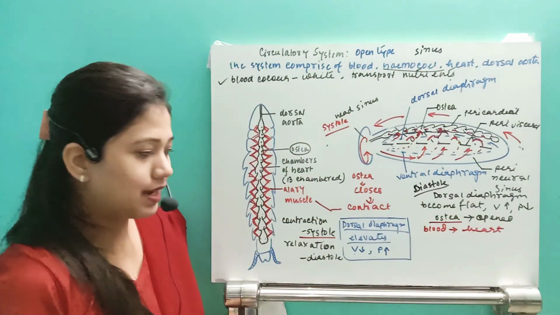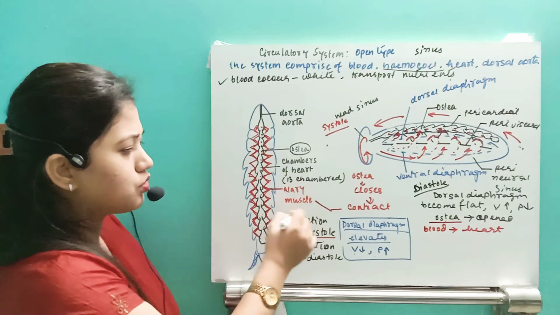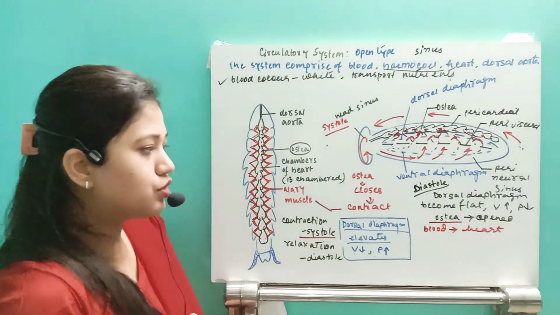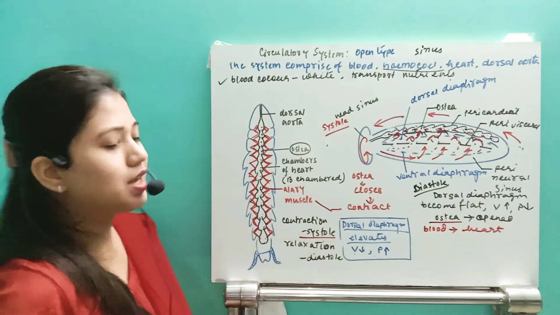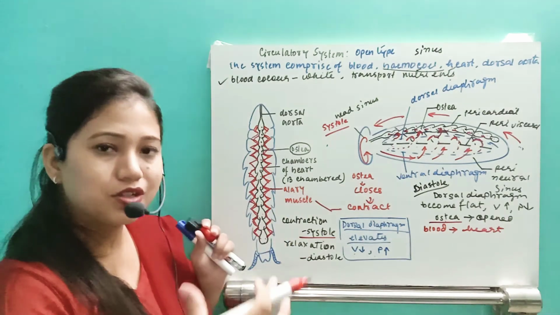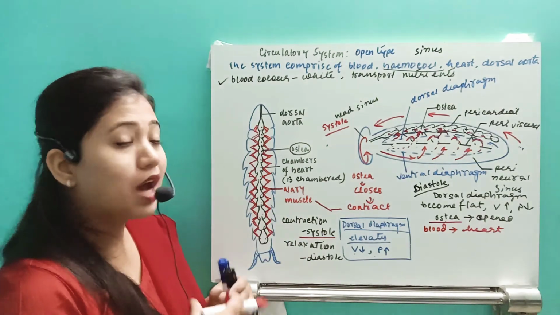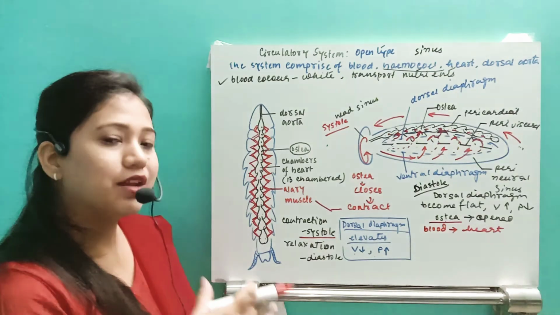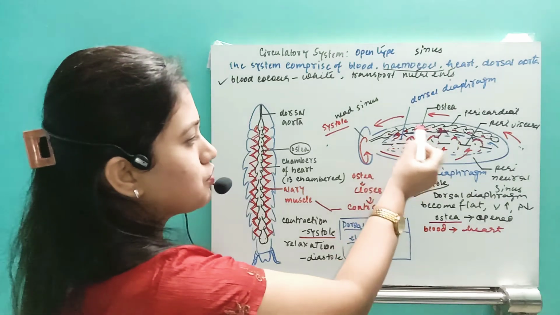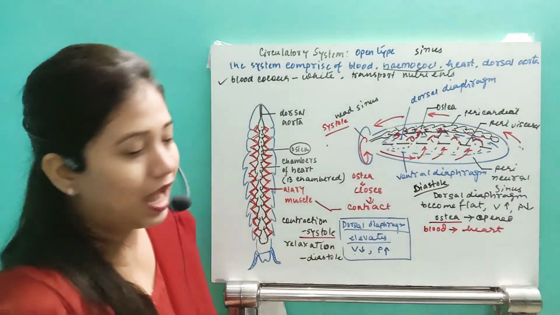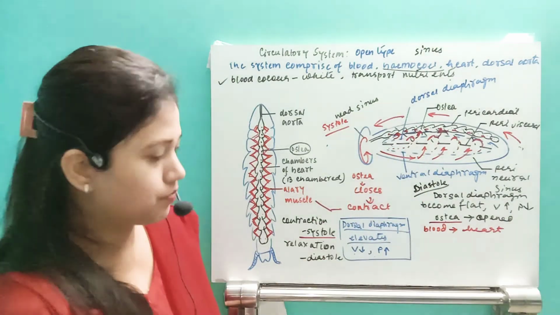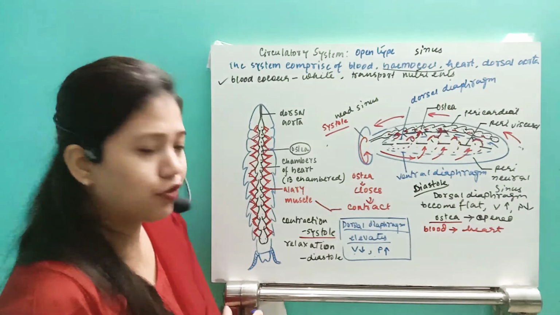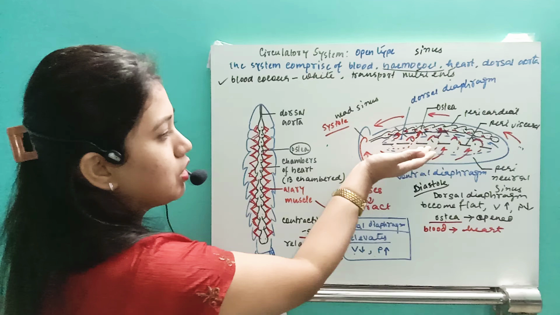So during relaxation, what happened? The relaxation is also due to the relaxation of the LAD muscles. LAD muscles will relax, and the volume of the heart will also increase. So to maintain equilibrium, the blood from this pericardial sinus enters inside the heart, and this way relaxation occurs.